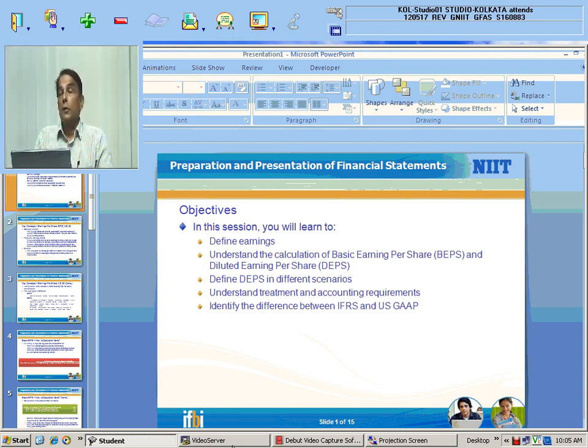Okay, so we'll talk now about earning per share. We'll define earnings, and how the basic earning per share, two concepts are there, calculation of basic earning per share and diluted earning per share. And we'll talk about diluted earning per share in different scenarios, the treatment and the accounting requirements, and the difference between IFRS and US GAAP relating to this particular issue.